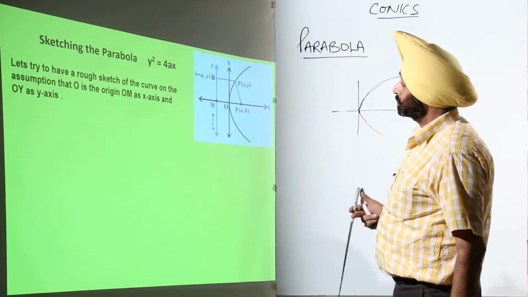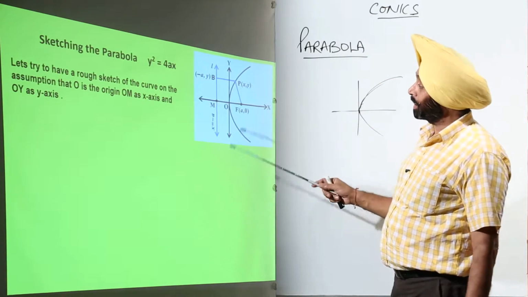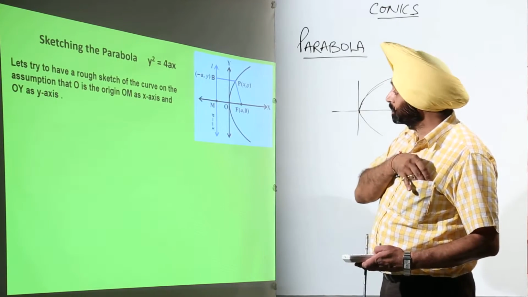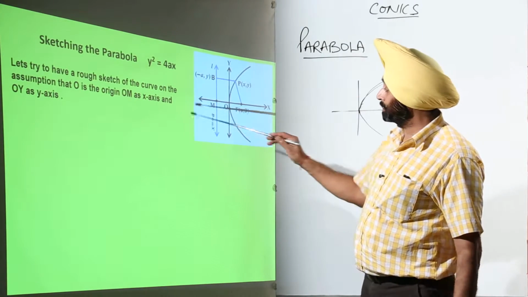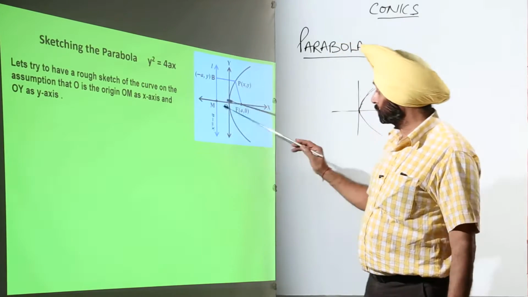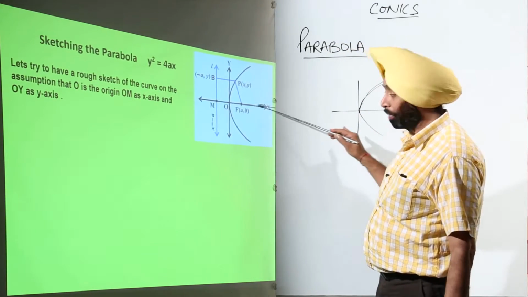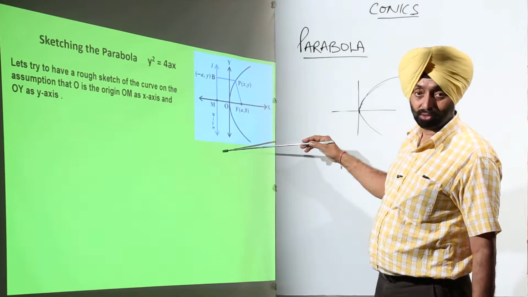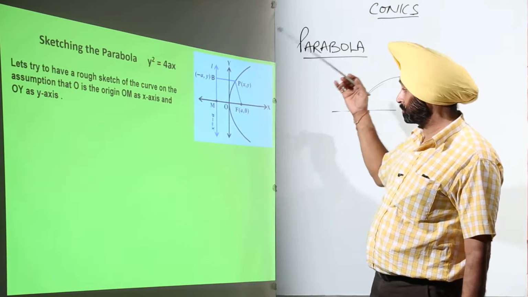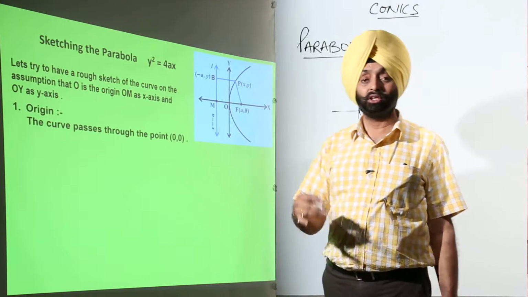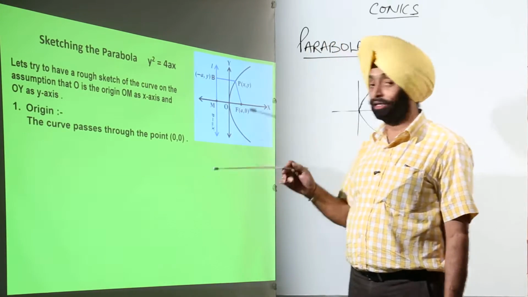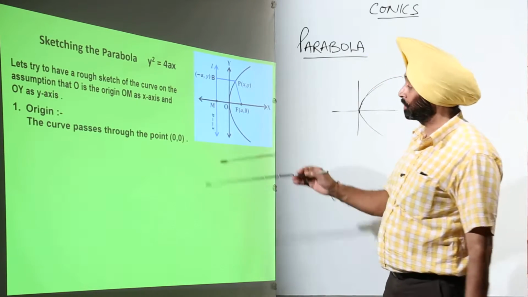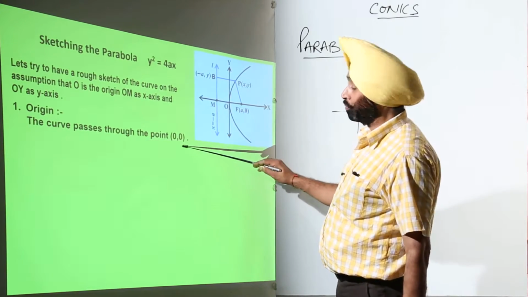Just check it. First of all, I have written, let us try a rough sketch of the curve on the assumption that O is the origin, OM as the x-axis and OY as the y-axis. OM means this part as the x-axis and OY this as the y-axis. Okay, these are the assumptions made by us. Now, number one, origin. We have already discussed that the origin is the vertex, that is at 0, 0. So the curve passes through the point 0, 0.